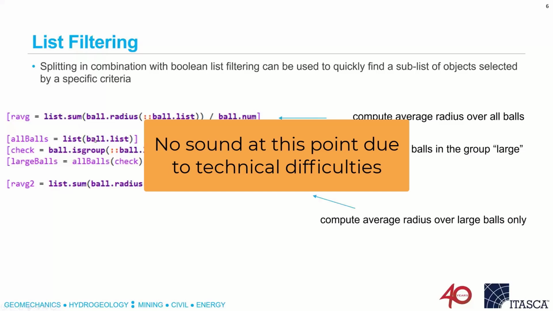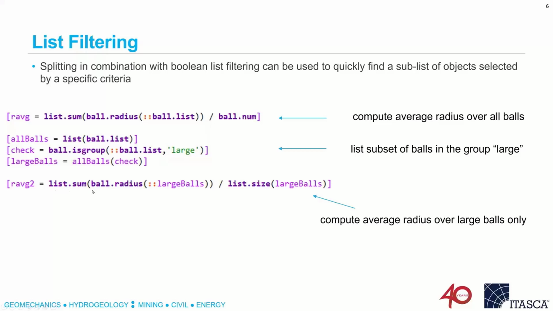In this line of code, we will compute the average radius. It's the same formulation as the first line, but this is operating only on the list of large balls in the system. Then we divide by the size of this list to compute the average radius of the balls only in this large group.